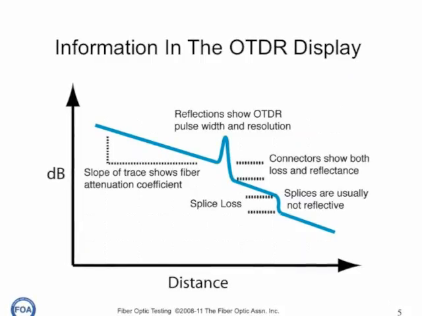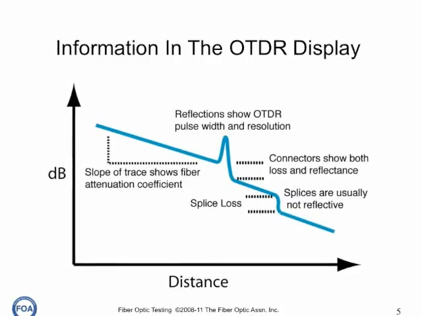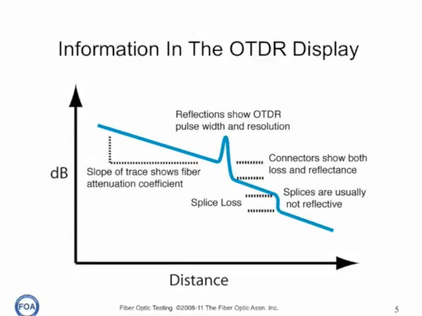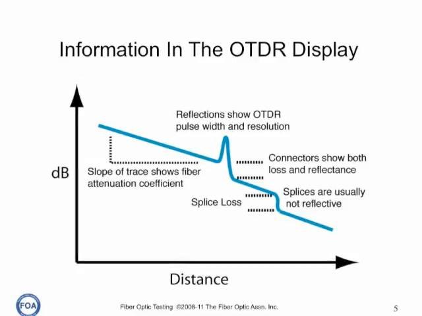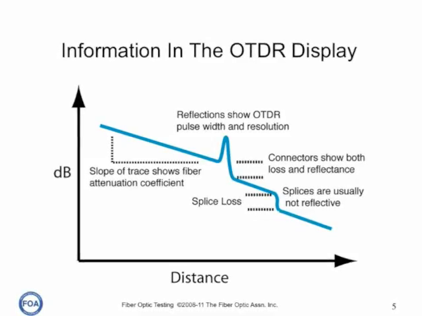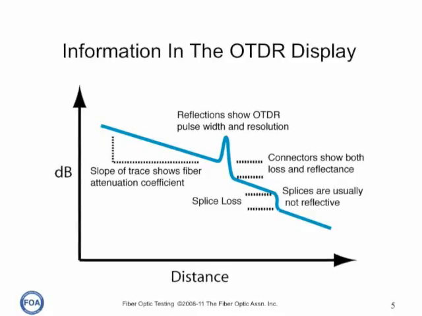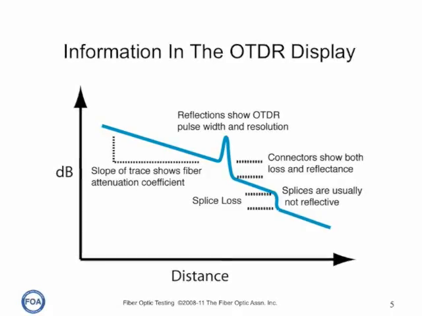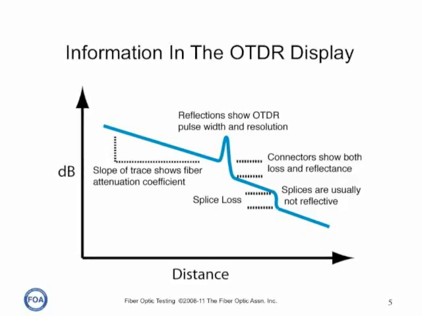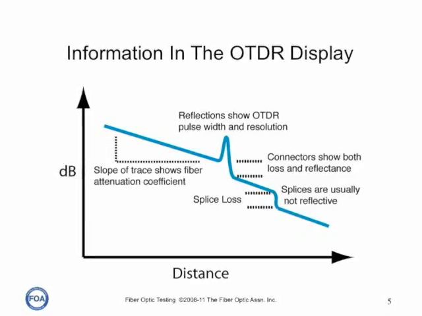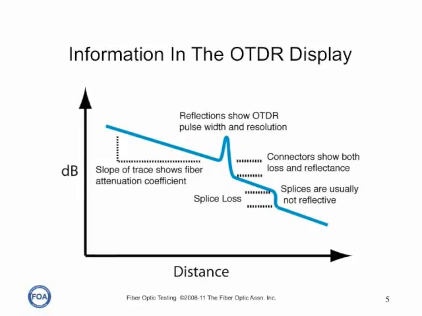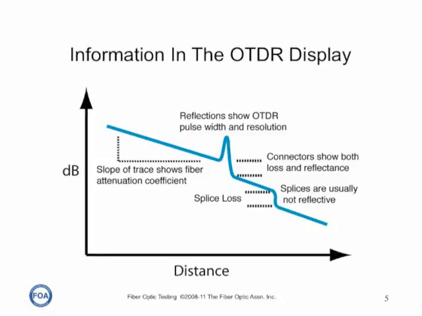This is the information in the OTDR display. The vertical scale is dB, optical power. The horizontal scale is distance, calculated from time times the average speed of light in the optical fiber. The slope of the trace shows the fiber attenuation coefficient. Connectors will show reflections and loss, and splices, particularly fusion splices, will simply show loss. They're usually not reflective.